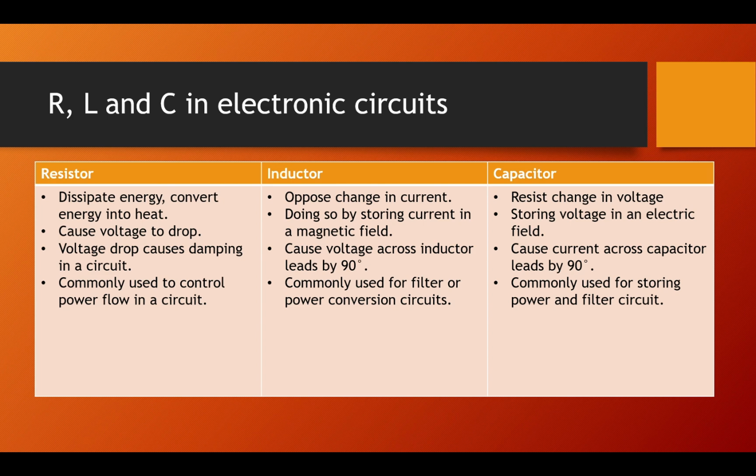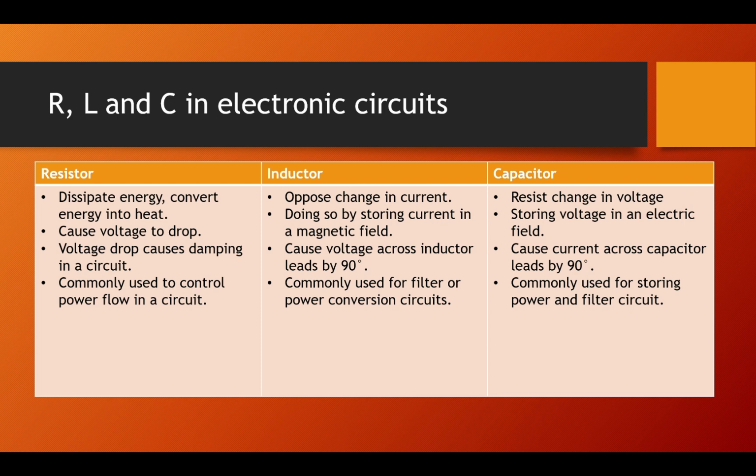RLC in electronic circuits. First, we go to the resistor. A resistor is used to dissipate energy, which converts energy into heat. This causes a voltage drop, and the voltage drop causes damping in the circuit. We commonly use resistors to control the power flow in the circuit.